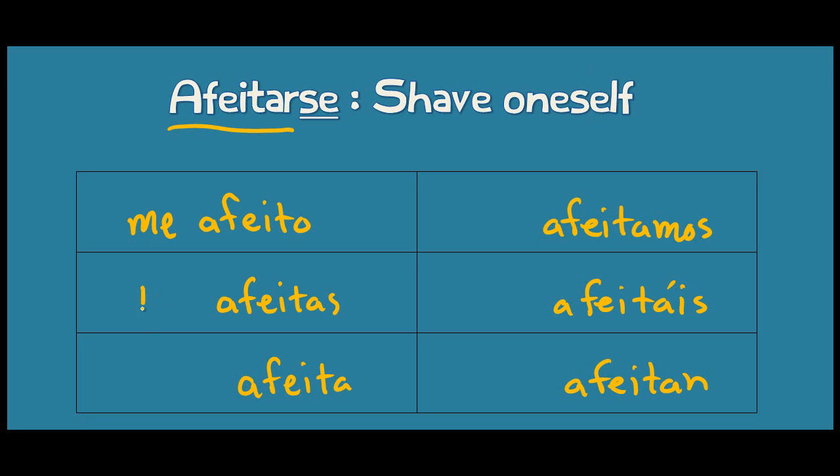Tú te afeitas. Él, ella y usted se afeita. Nosotros nos afeitamos. Vosotros os afeitáis. Ellos, ellas y ustedes se afeitan. Now notice, the se is really the only pronoun that is new to you. The rest you have seen in indirect object pronouns and direct object pronouns.